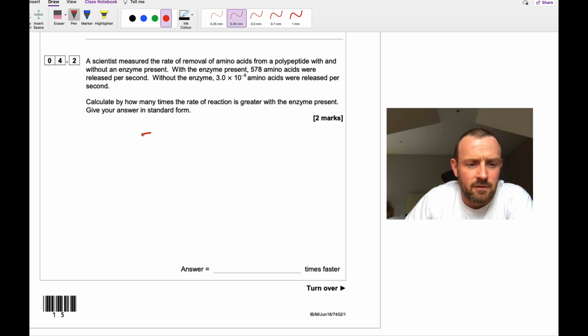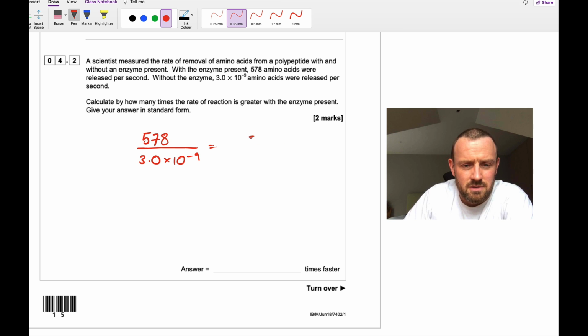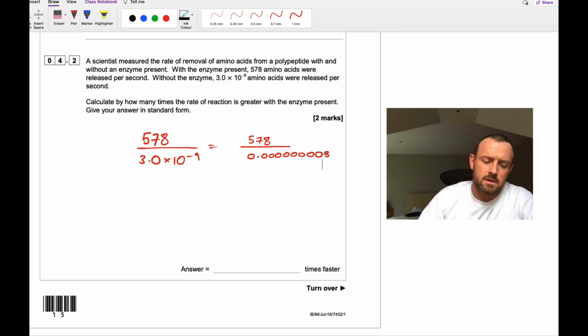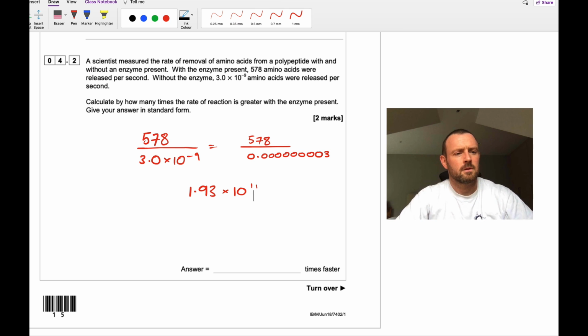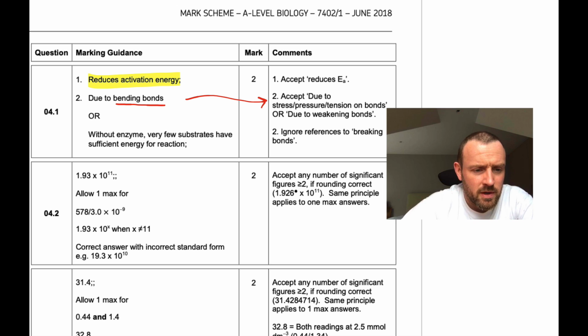Okay, so what we're doing is looking at 578, which is the rate now, divided by the rate before, which is 3.0 times 10 to the minus 9. And I presume you can probably just do this in your calculator if you have a scientific calculator, which I do not. So I'm going to do this slightly long-winded. So 578 divided by 0.000000003. It's a big number. So it's 1.92, well, actually, no, 1.93 times 10 to the 11. Is that right? Yes, it is. 1.93 times 10 to the 11.